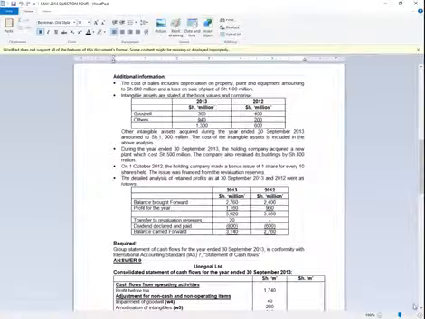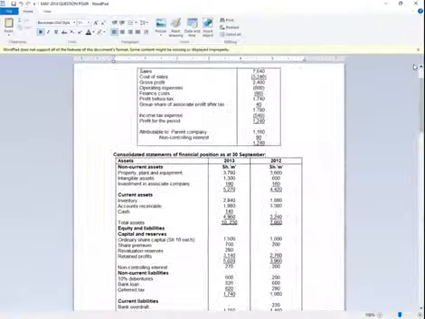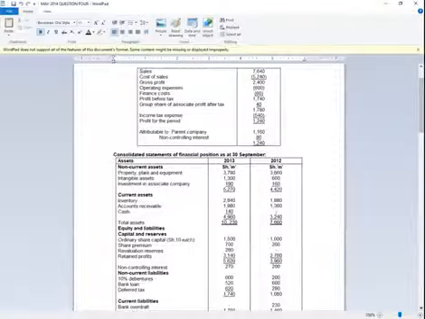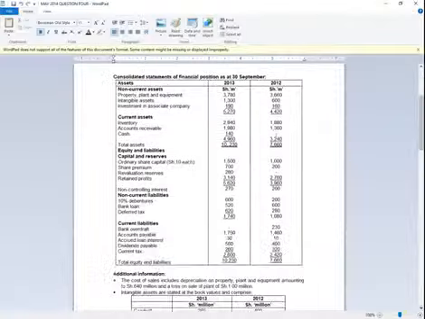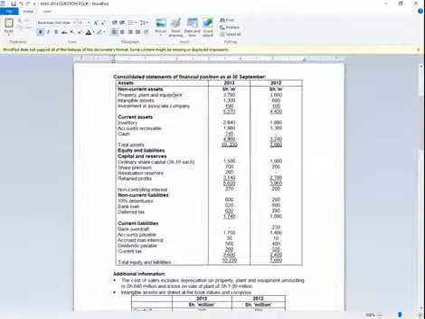So when they talk of cash flow from investing activities, what comes to your mind? Hey, you good students. Investing. What comes to your mind? We invest in non-current assets.